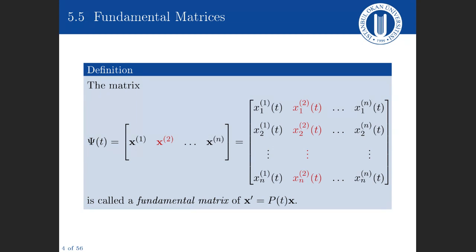The matrix where the first column is the first solution, the second column is the second solution, the third column is the third solution, etc., is called a fundamental matrix of the differential equation. In other words, we take our fundamental set of solutions, and then instead of writing them as separate vector functions, we squash them all together and we write them as a matrix. Let me say again, the first column is the first solution, the second column is the second solution, and so on.